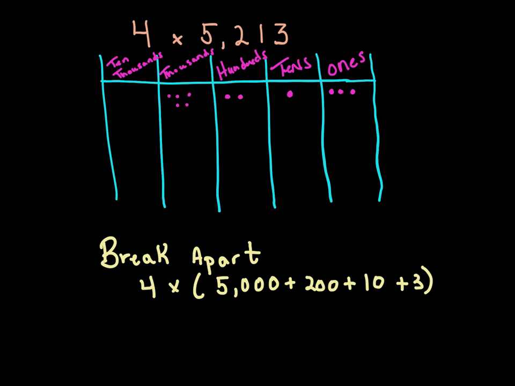So I'm just going to change my color here. I'm going to go 1, 2, 3. And we are going to make 4 groups of this. So we have 2 groups so far. Here's our third group, and then our last group. Okay, so we have 4 groups of 5,213.